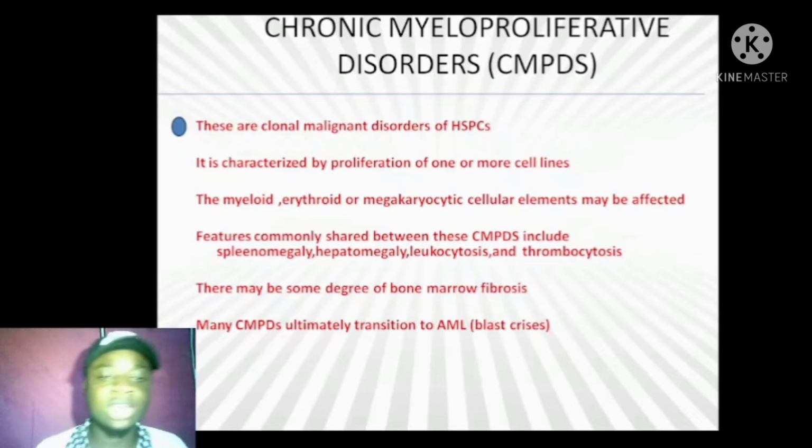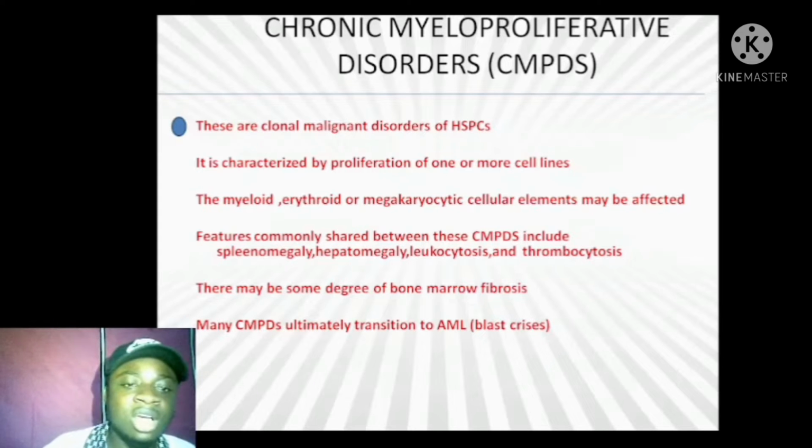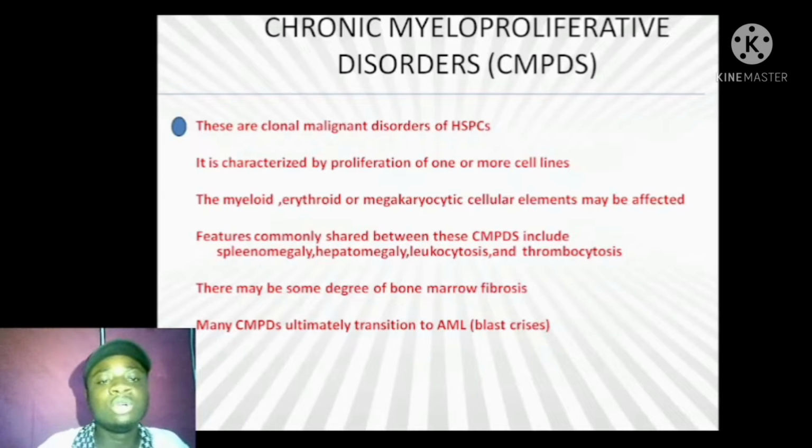So whenever you are in the lab analyzing cases of chronic leukemias, what you have to pay more attention to is the cause of the leukocytosis and the thrombocytosis. Is the leukocytosis due to a leukemic reaction, or is it due to other reactive conditions like inflammatory causes? You have to rule all these out so that you make an accurate and correct diagnosis. So in chronic myeloproliferative disorders, some common features they share are splenomegaly, hepatomegaly, leukocytosis, and thrombocytosis.